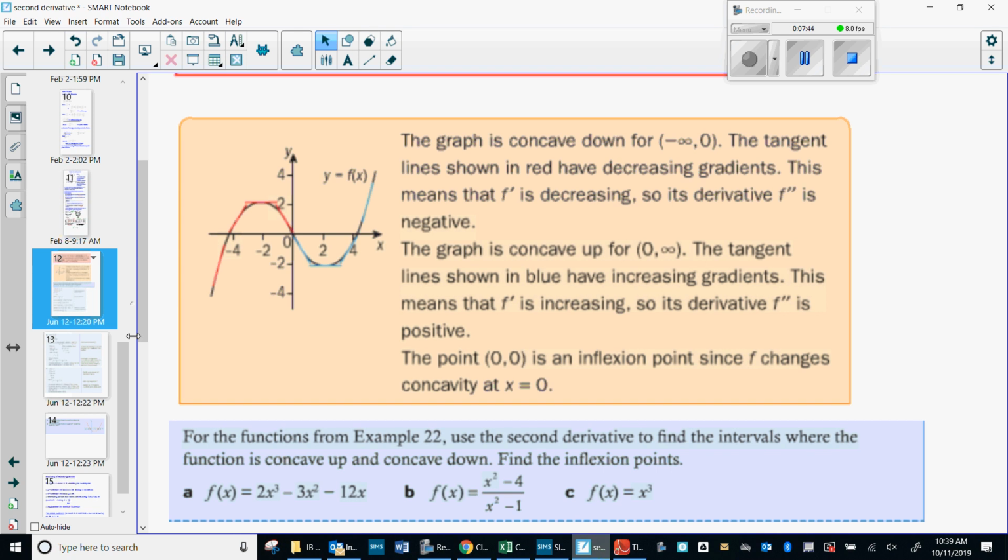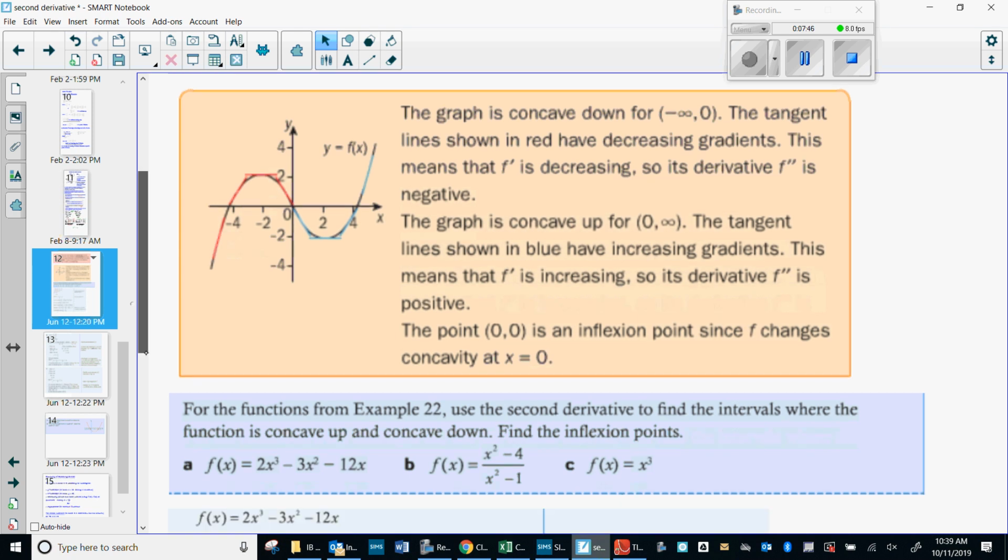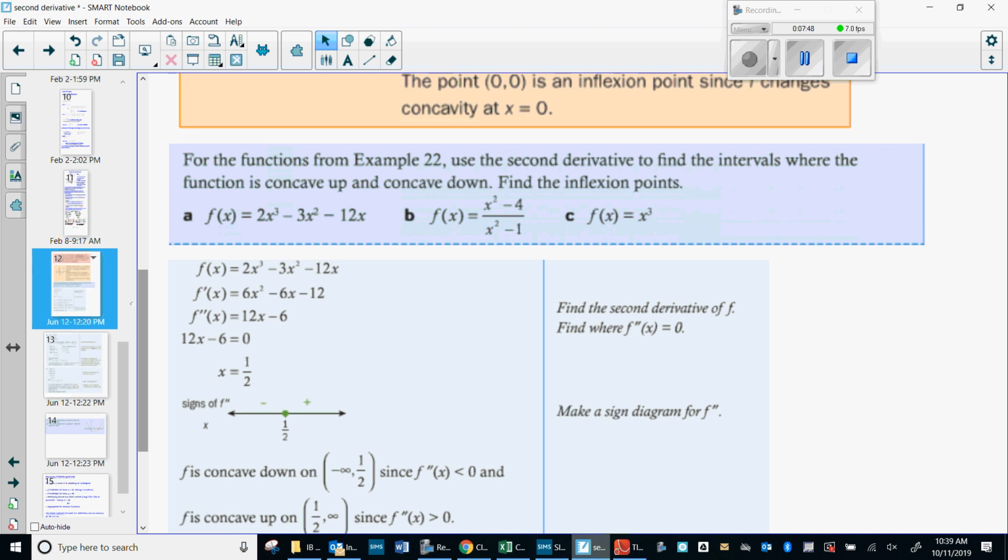For the functions from example 22, it doesn't matter where they're from, I use the second derivative to find the intervals where the function is concave up and concave down, and find the inflection point. So, here's our function. We differentiate it, differentiate again, and put the second derivative equal to 0.